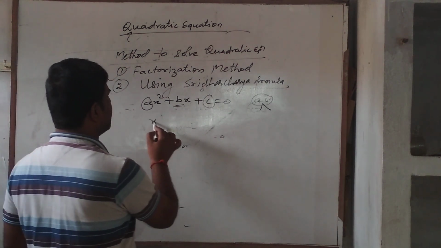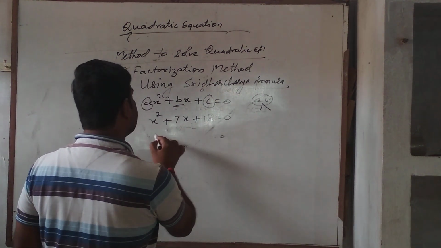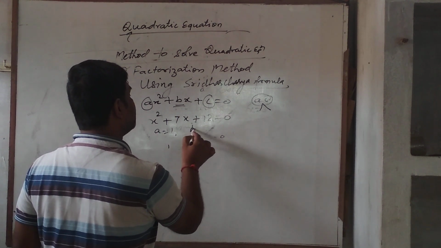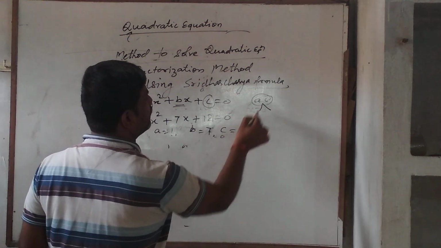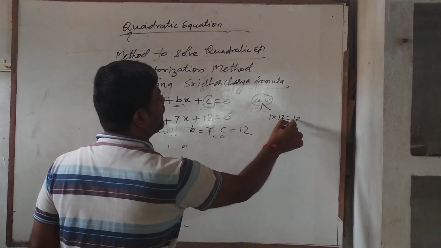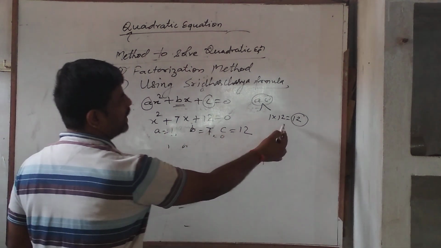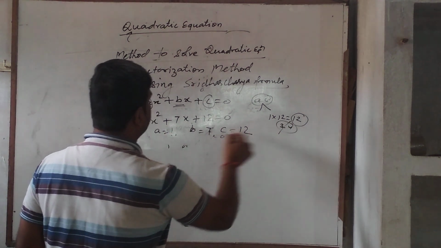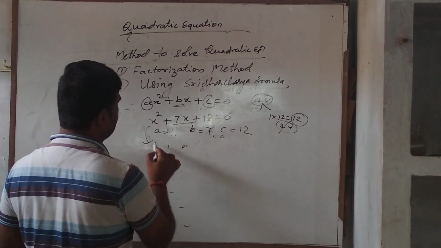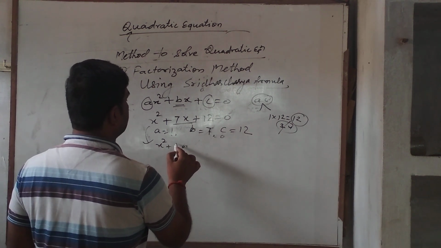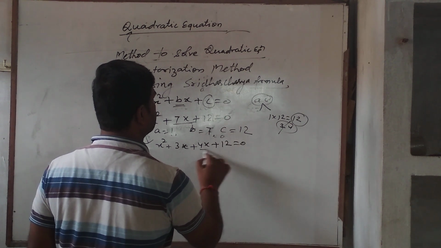For example, if I take x square plus 7x plus 12 equal to 0. What is a here? Here a is 1, b is 7 and c is 12. So a into c, that is 1 into 12, we get 12. Now we have to get two factors of 12 such that their sum is equal to 7. So that will be 3 and 4. So in place of 7x, we can write 3x plus 4x. So now this equation will take the form x square plus 3x plus 4x plus 12 equal to 0.